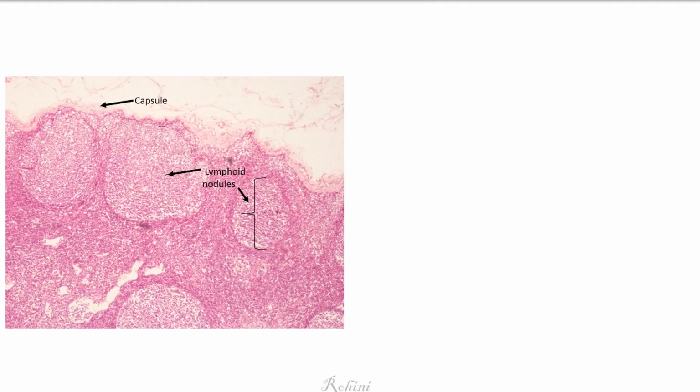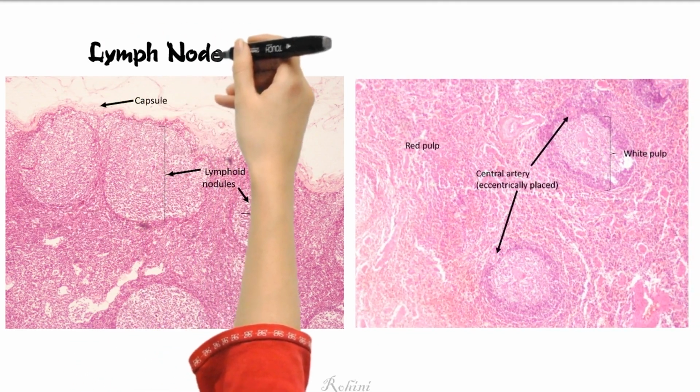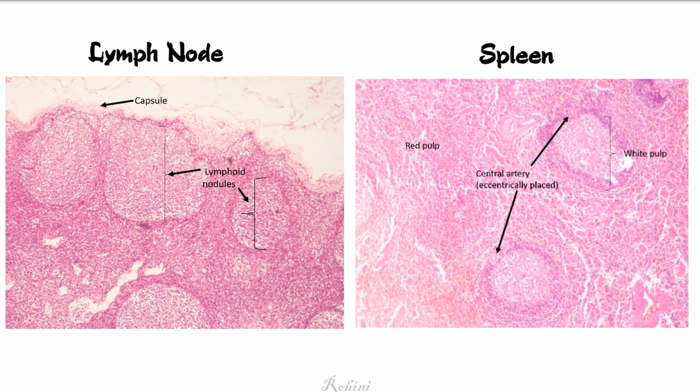Lymph node can be distinguished from spleen by the arrangement of lymphoid nodules right beneath the capsule in the cortex. In spleen we have red pulp and white pulp, where white pulp is represented by the lymphoid follicles with an eccentrically placed central artery.